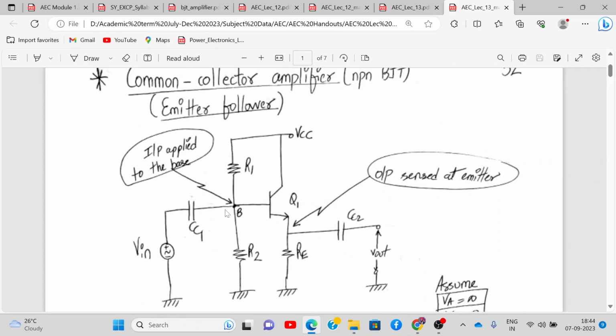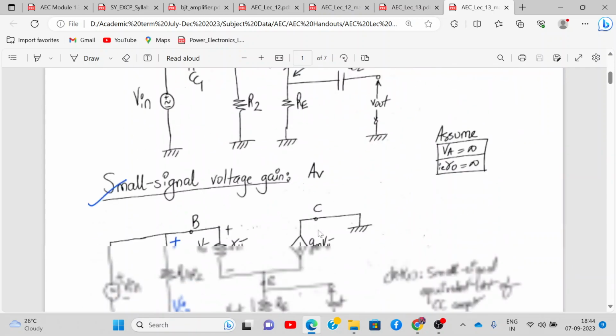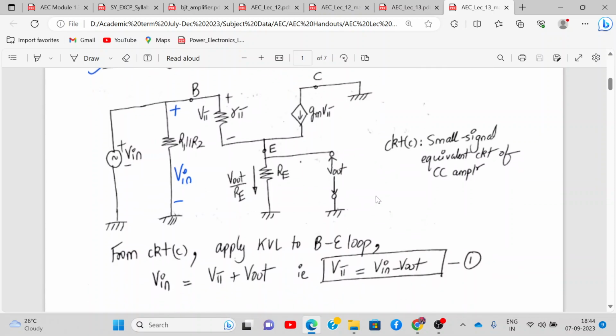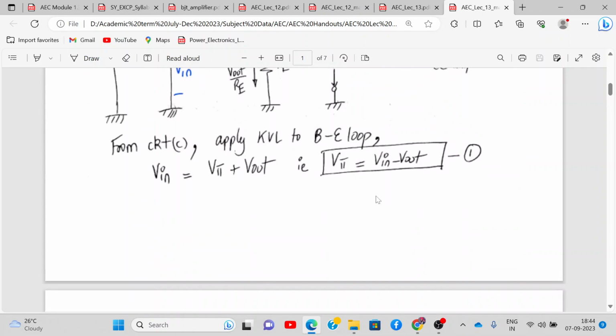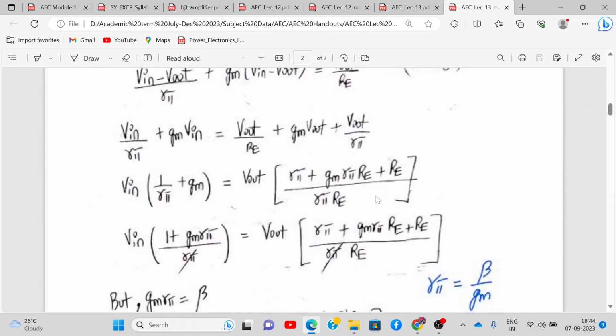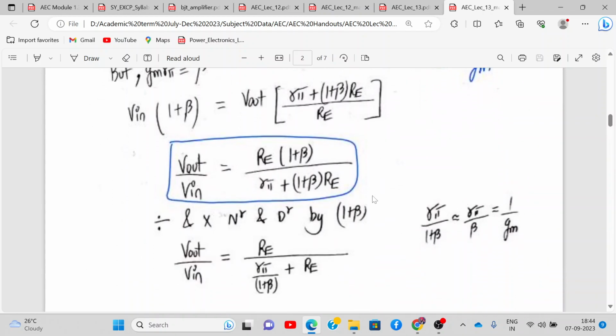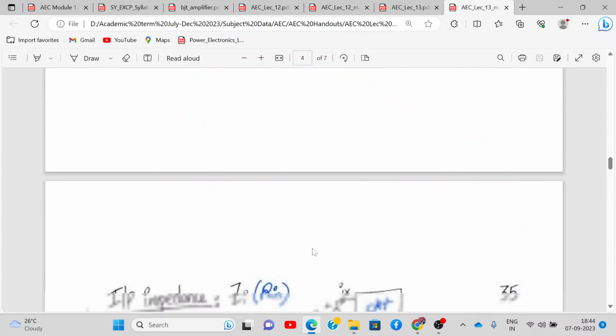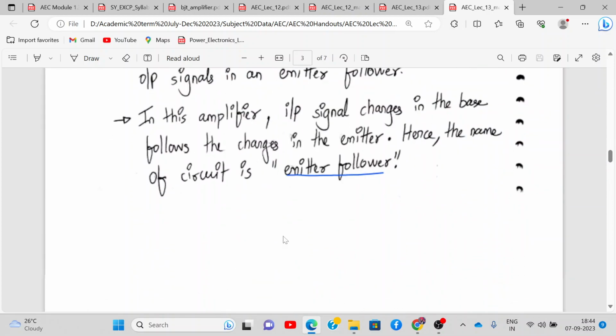Input is applied to the base, output is sensed at the emitter. So here you draw the small signal equivalent circuit, and here you have to calculate Vout upon Vin. I leave the derivation part up to you. You can refer to the derivation, and if you have any doubt, you can email it to me. So you go through all the steps, apply KCL, KVL, and finally you will get this formula: Av is RE upon 1/gm plus RE. And it is called the emitter follower circuit.